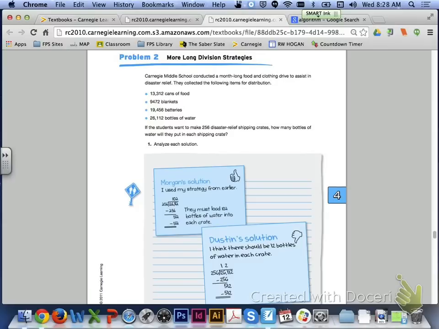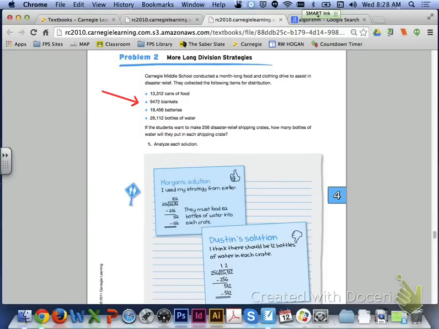Let's take a look at problem 2 on page 283. Carnegie Middle School conducted a month-long food and clothing drive to assist in disaster relief. They collected the following items for distribution. If the students want to make 256 disaster relief shipping crates, how many bottles of water will they put in each shipping crate?